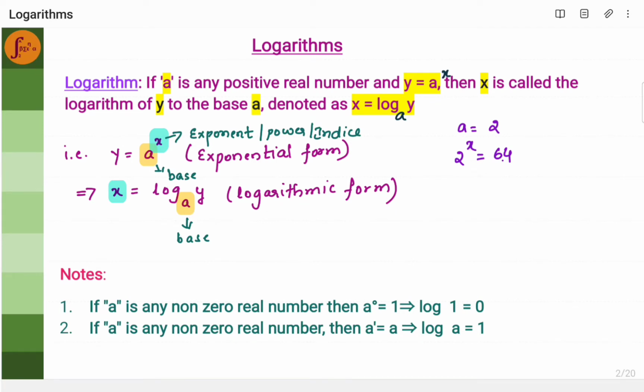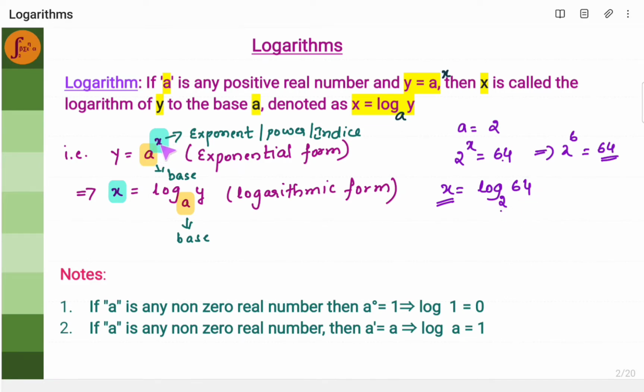Now what should be x? X should be 6. Only if x is 6, then we'll get 64. So in the logarithmic form, x is equal to log of, because we have to find the power. Ultimately, we have to find how many times this particular number, the base, needs to be multiplied to get this value. So x is the power. So x is equal to log of 64, and the base, the actual number which should be multiplied, will be log 2, placed as a subscript. And the way we read it, x is the logarithm of 64 to the base 2.